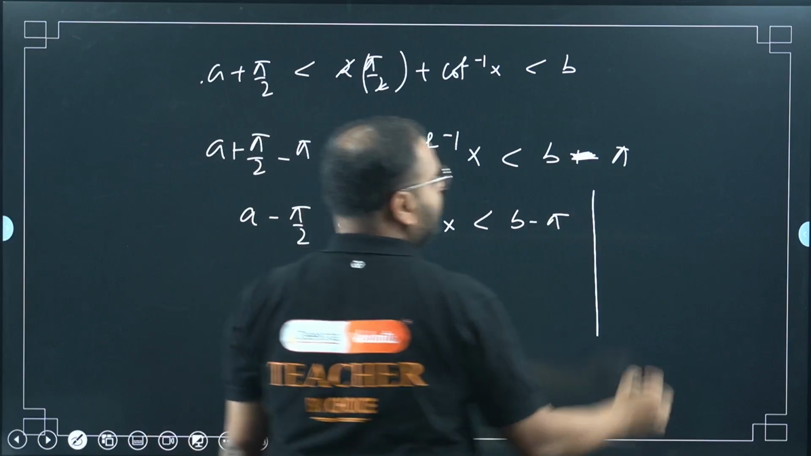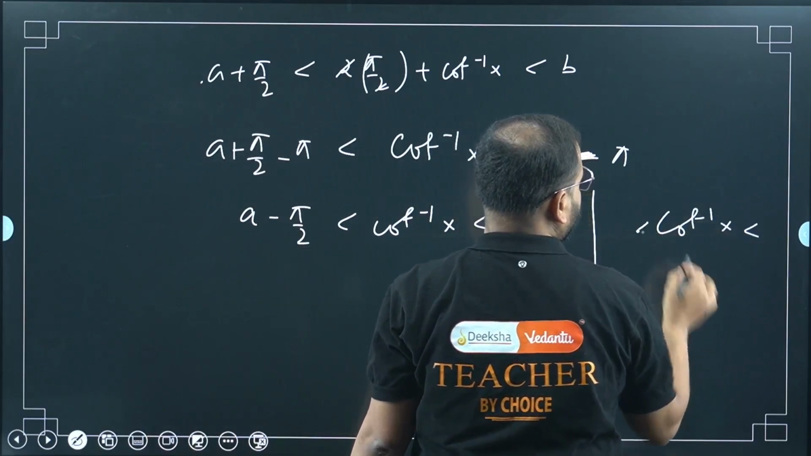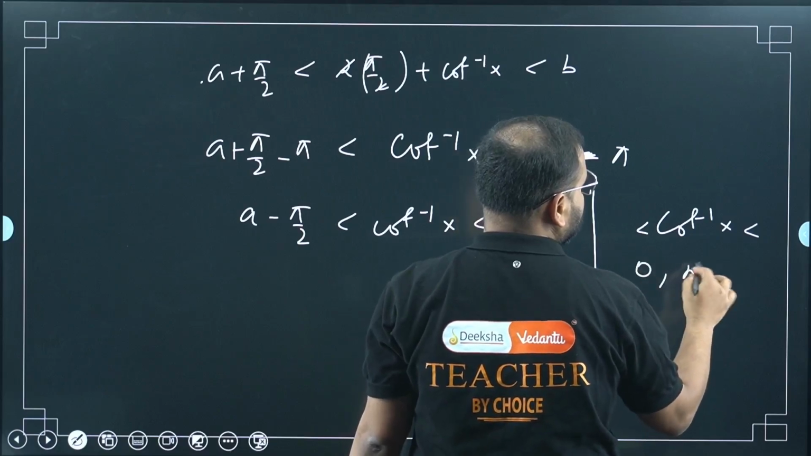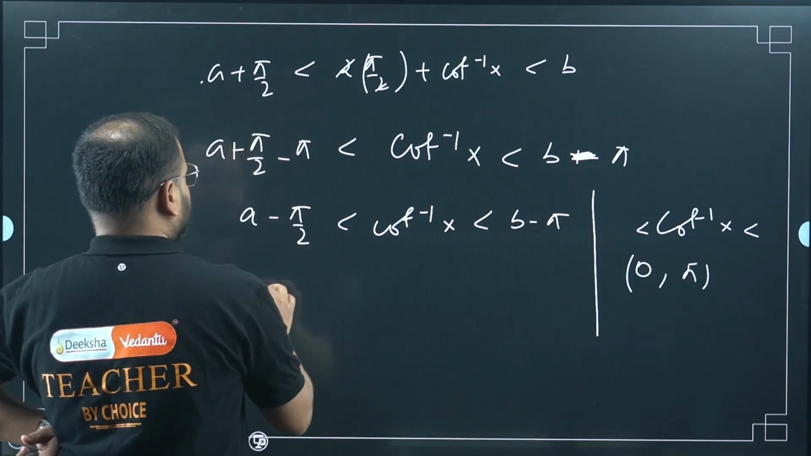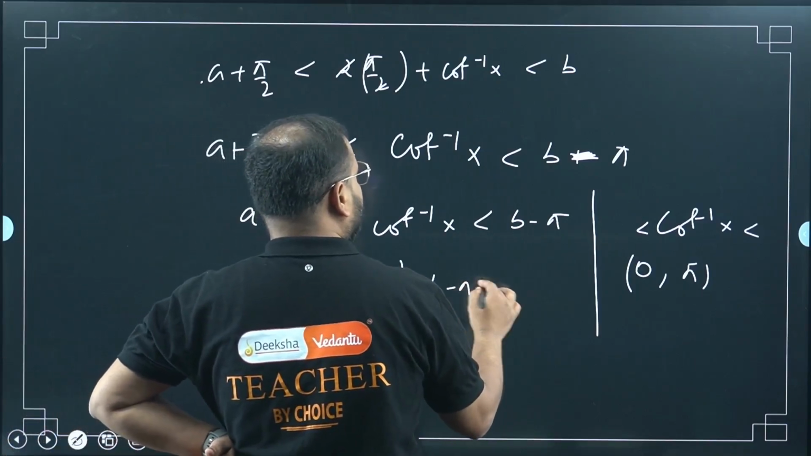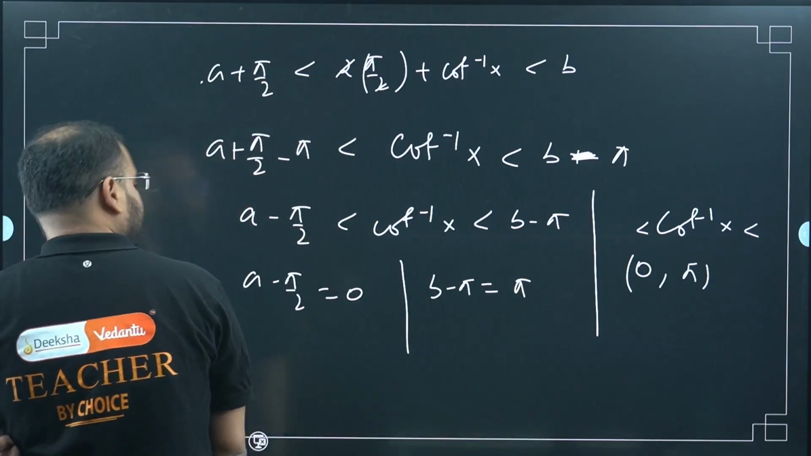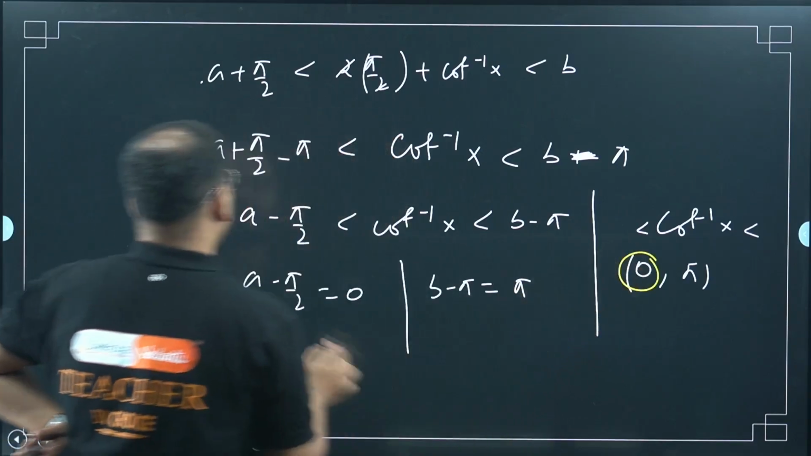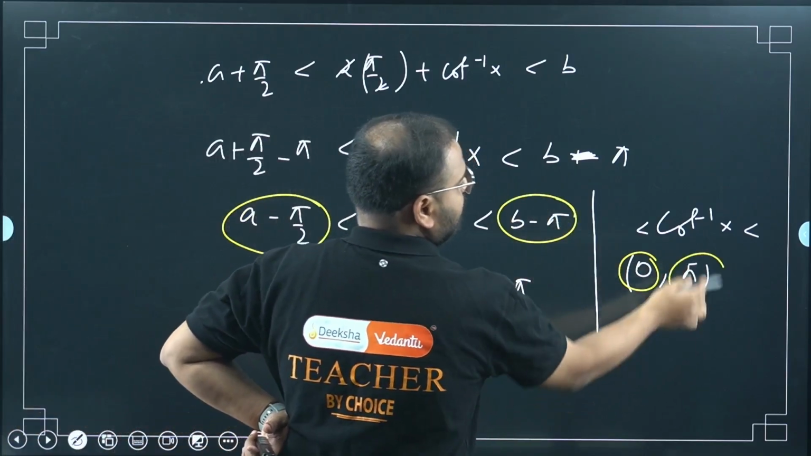Now remember, what is the cot inverse x range? 0 to pi, sir. 0 to pi. Yes. What will this be? So simply a minus pi by 2 will be equal to 0 and b minus pi will be equal to pi. Please cross check. Lower boundary equal to this, upper boundary equal to this.